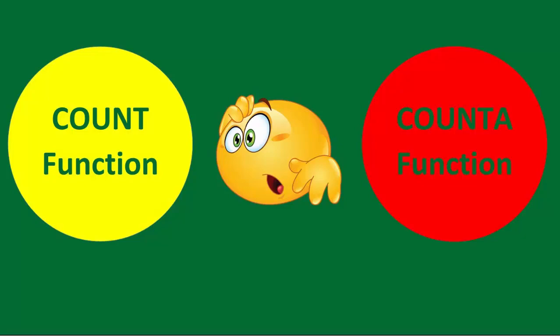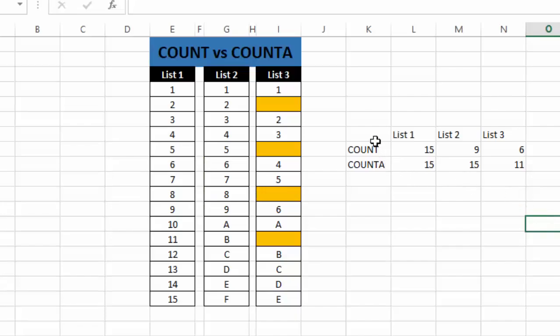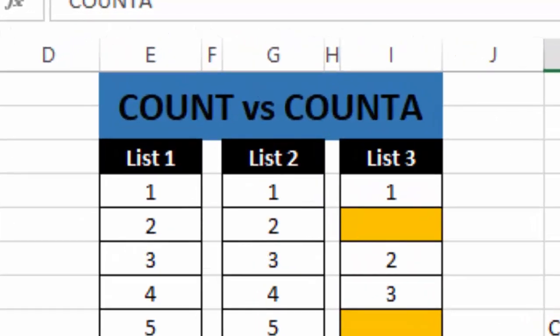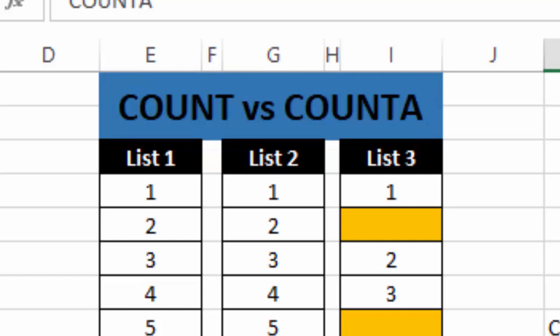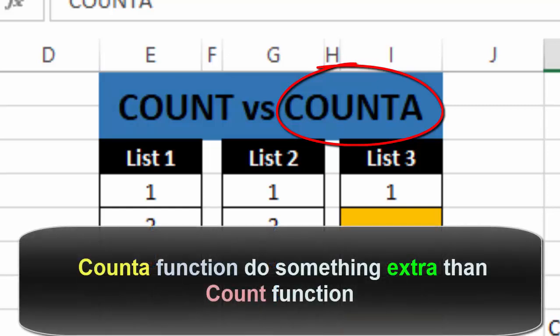To make it easy for you to remember, let me tell you: just look at COUNT and COUNTA. You can see that in COUNTA, the A is extra compared to COUNT, so just remember that COUNTA does something extra compared to COUNT. When you keep this in your mind, whenever you see these two functions, you will say COUNTA is something extra than COUNT, and you will immediately remember that COUNTA not only counts cells that have numbers, it also counts cells that have alphabets or words.